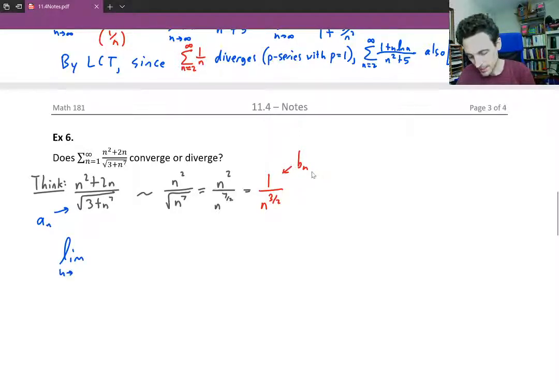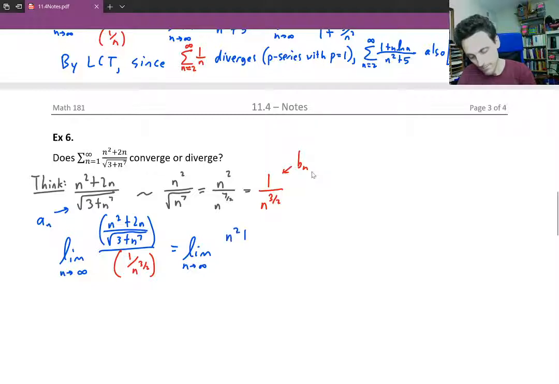Let's take the limit as n approaches infinity of R series. So R series will always go on top over this known series. Oops, I forgot to multiply n to the 3 halves up on the top.